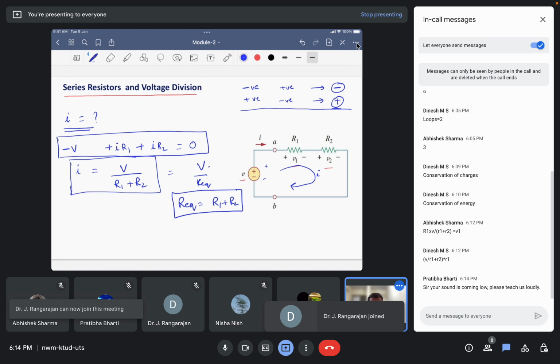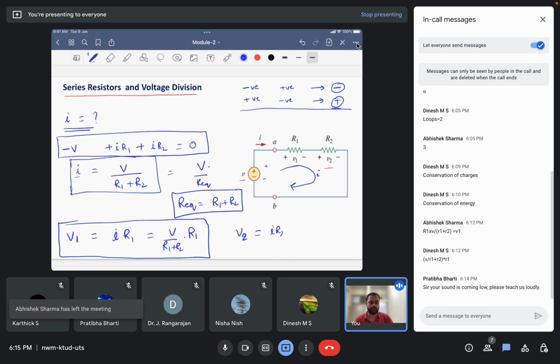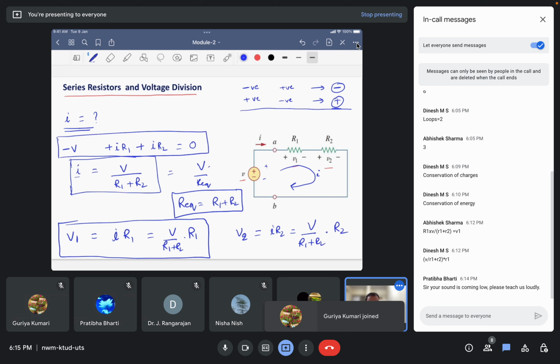Okay, so now we know that the current here is I, that is V by R1 plus R2. So again the voltage drop across R1 will be I into R1, that is, we substitute the value of I, that is V upon R1 plus R2 multiplied by R1. Similarly, the voltage drop across resistor 2, V2, is I into R2, that is V upon R1 plus R2 into R2. So this is also known as the voltage divider rule, that is, voltage will divide in this fashion.